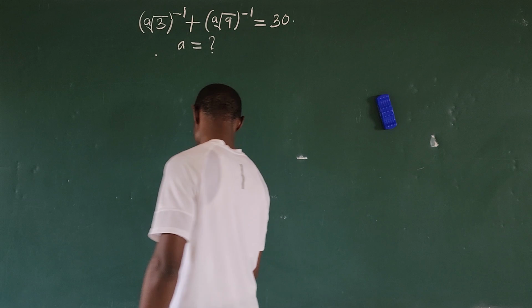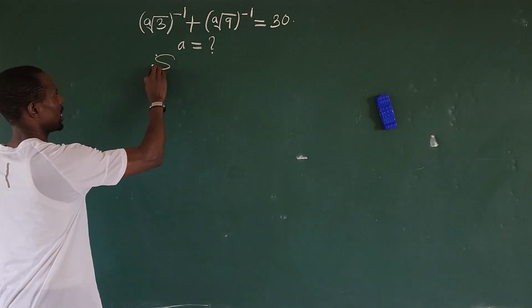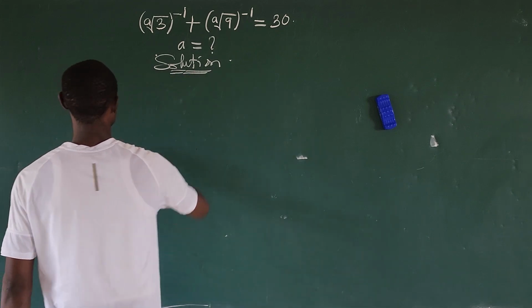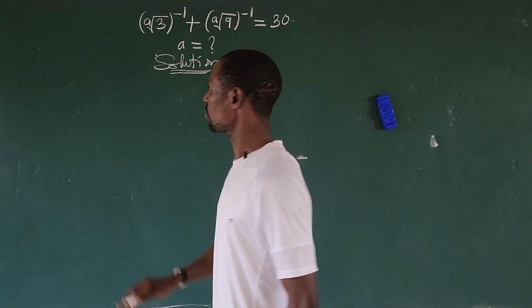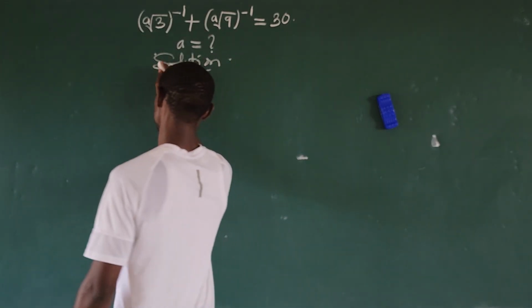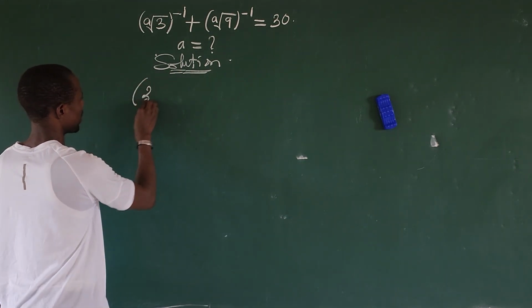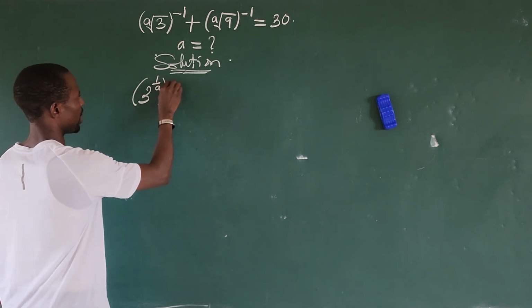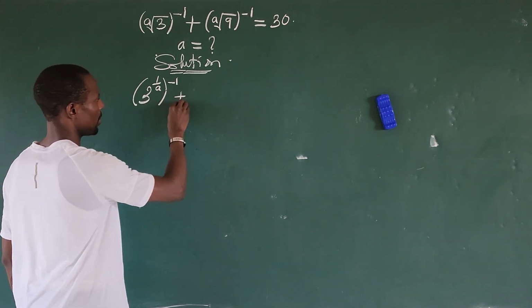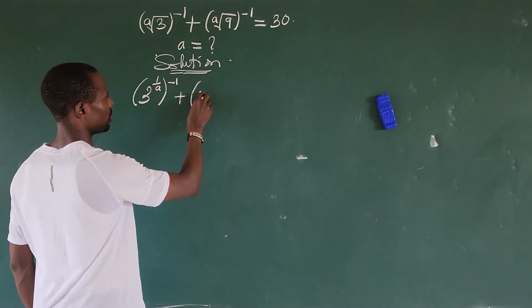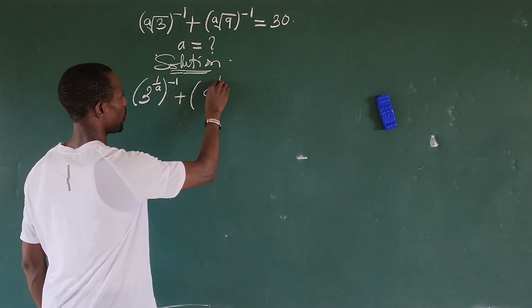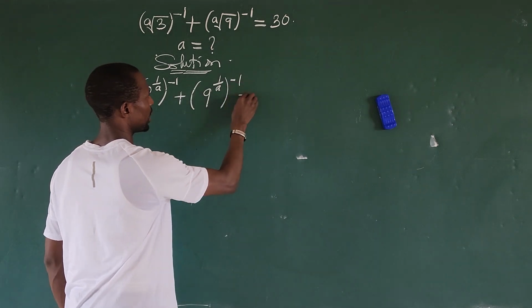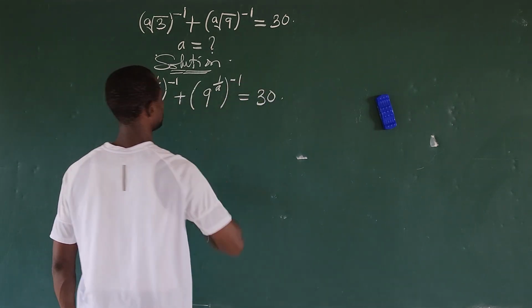All right, so let's take a solution from here. Now look at this. This is a radical. So we want to rewrite this expression we have here. This could be written as (3^(1/A))^(-1) plus 9^(1/A), all raised to minus 1. This is equal to 30.